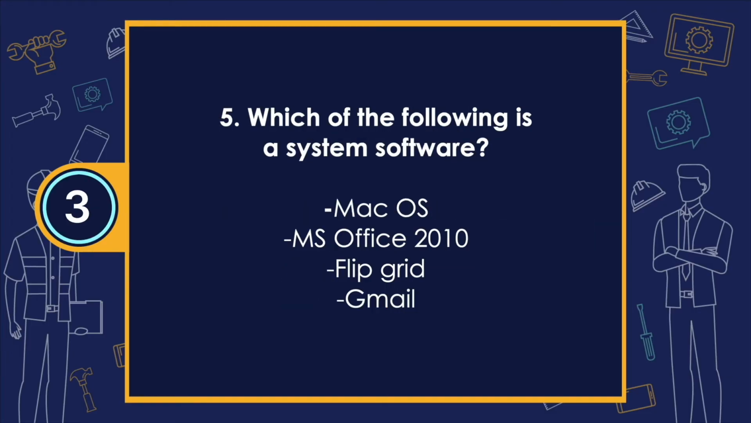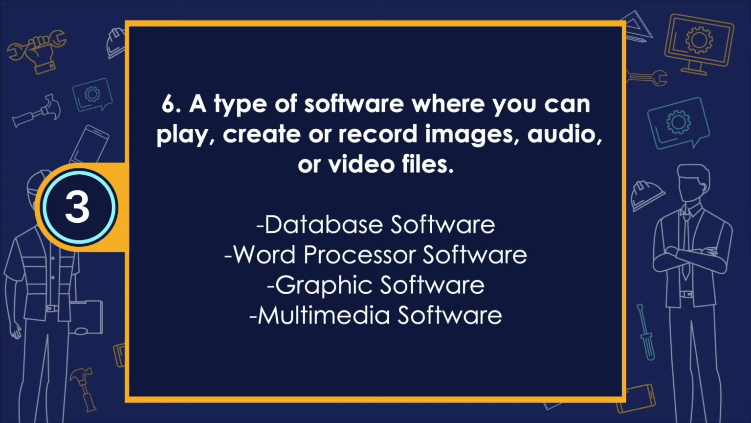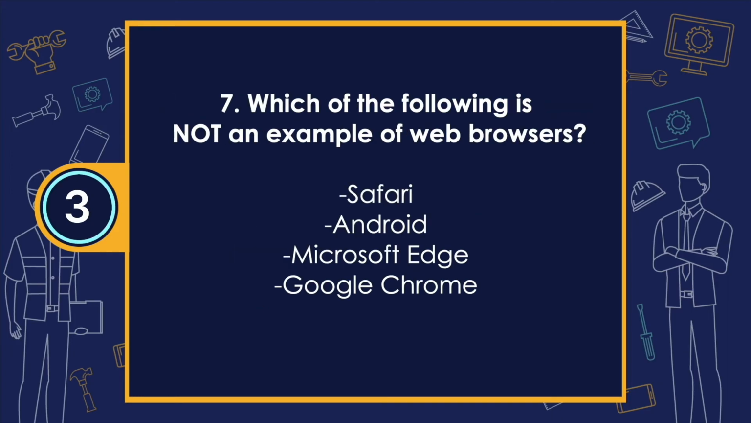Number 5. Which of the following is a system software? The correct answer is Mac OS. Number 6. A type of software where you can play, create, or record images, audio, or video files. The correct answer is multimedia software. Number 7. Which of the following is not an example of web browsers? The correct answer is Android.